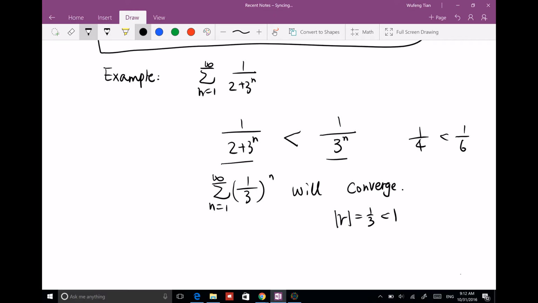Since this 1 over 3 to the n, the bigger series, converges, and we also have that the other series is bigger than 0 for sure, now the series from 1 to infinity of 1 over 2 plus 3 to the power n converges as well. Just that simple. Does it make sense, everyone?